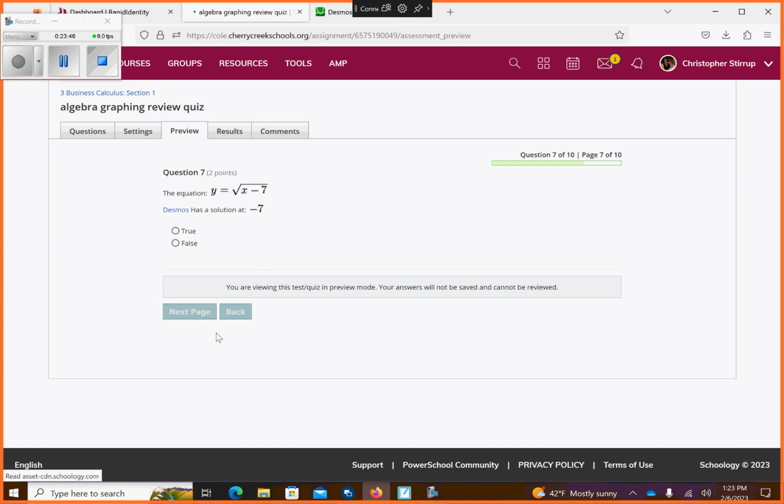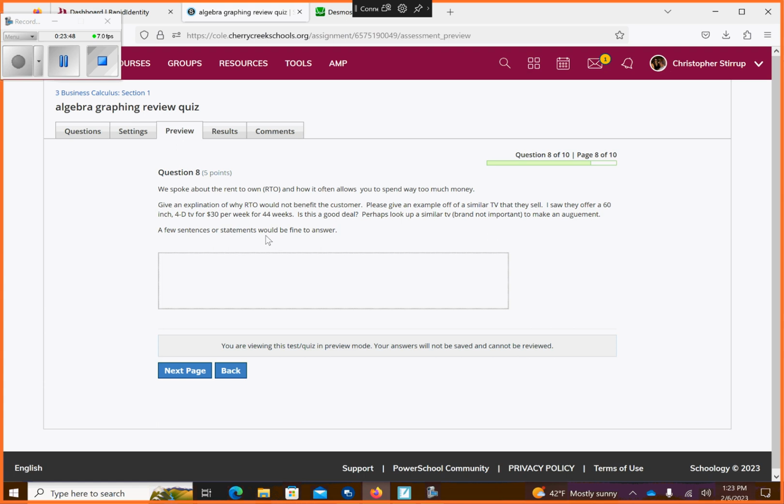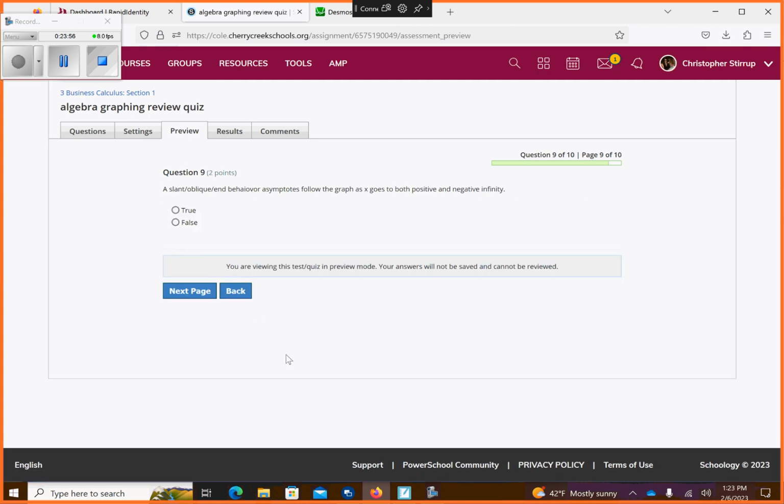Okay. Next page. You're going to skip number 8 because we haven't done rent to own yet. They're in different order, yeah, it might be. So the one that talks about rent to own, skip it.